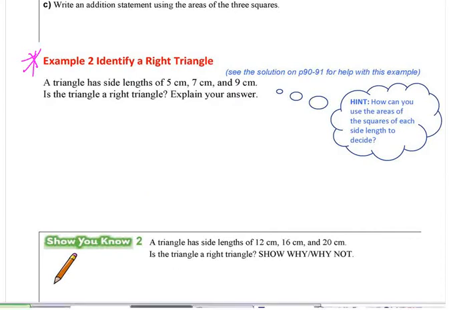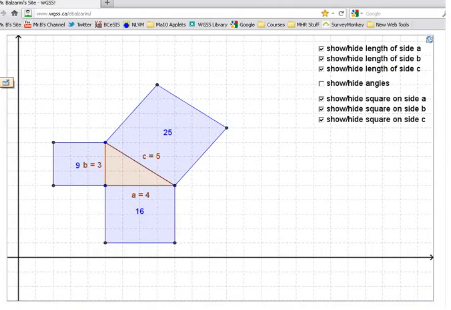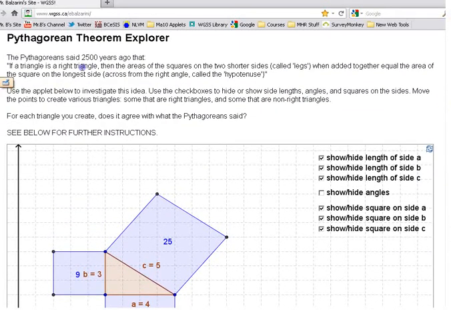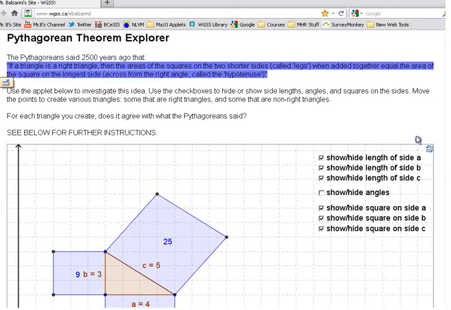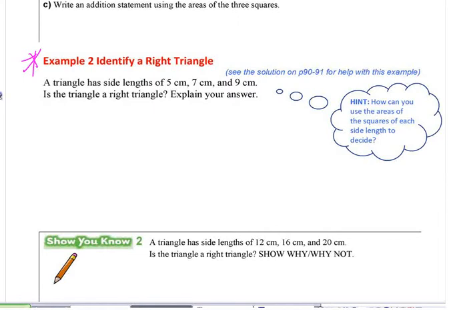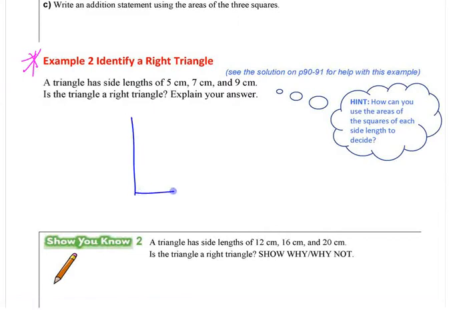Because remember what it says here, Pythagorean relationship. If it's a right triangle, then the areas of the two smaller squares add up to the area of the bigger square. So if you want to know if something's a right triangle, you can use that concept. Don't just go, oh, here's 5, here's 7, here's 9. Yeah, it looks sort of like a right triangle. That's not what we're doing, okay?